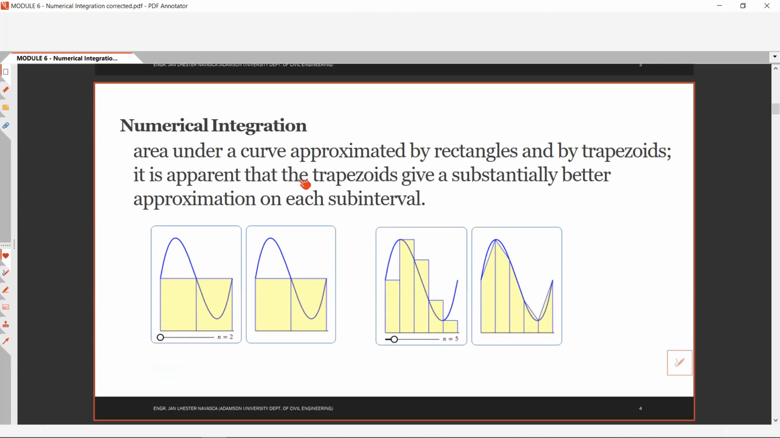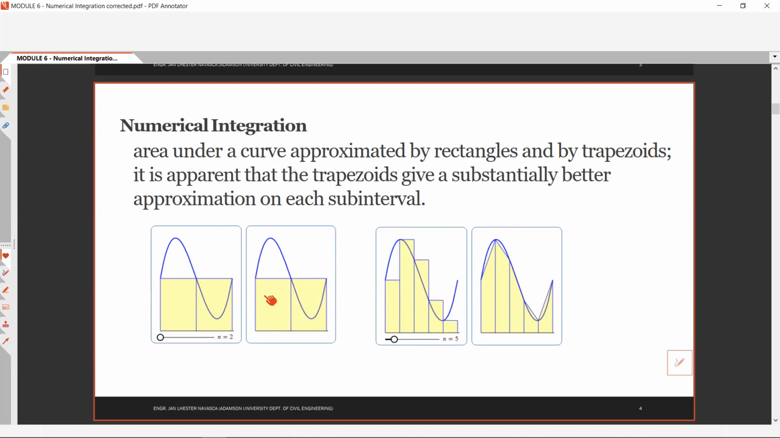So it is apparent that trapezoids give a better approximation on each subinterval. Okay. So kung mapapansin natin, if we use a rectangle area assumptions, okay, compared to trapezoidal, let's say this one, when the segments are increased by 5, from 2, nag-increase tayo ng 5, ayan, mapapansin nyo na mas medyo better yung trapezoidal area assumptions, di ba? Mas konti yung mga void spaces na hindi na consider na area.